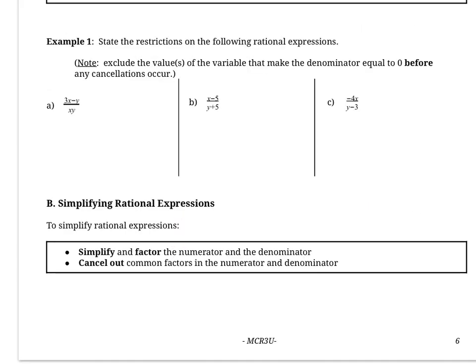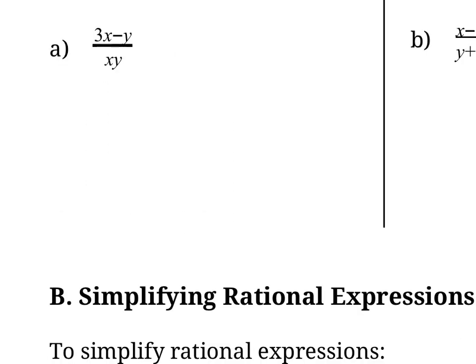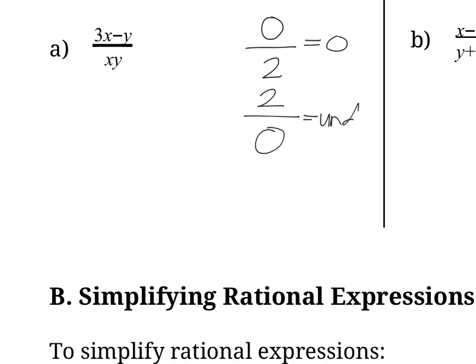So let's take a look at these examples here. For every example, we're going to state the restrictions on the following rational expressions. For this example, we're going to take a look at our denominator. And just as a reminder, our numerator is allowed to equal 0. So we can take 0 and divide it by 2, and that just gives us 0. The problem is when we do 2 divided by 0. Then we get this undefined answer.